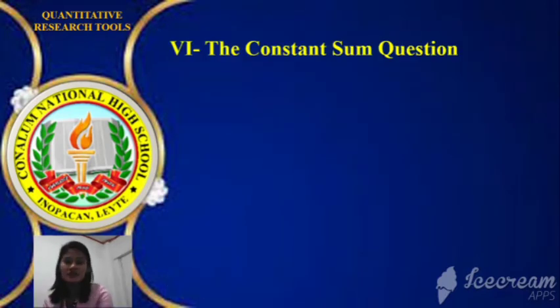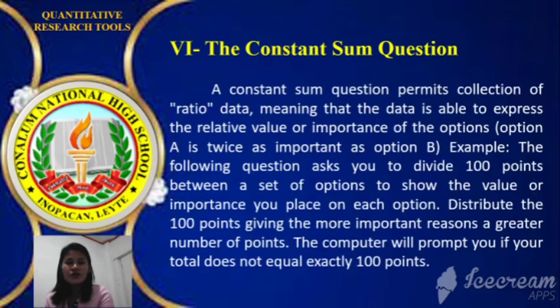Okay, the next is the constant sum question. A constant sum question permits collection of ratio data, meaning that the data is able to express the relative value or importance of the options. Option A is twice as important as option B. For example, the following question asks you to divide 100 points between a set of options to show the value or importance you place on each option. Distribute the 100 points, giving the more important reasons a greater number of points. The computer will prompt you if your total does not equal exactly 100 points.